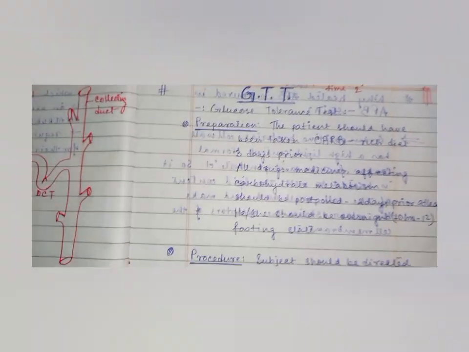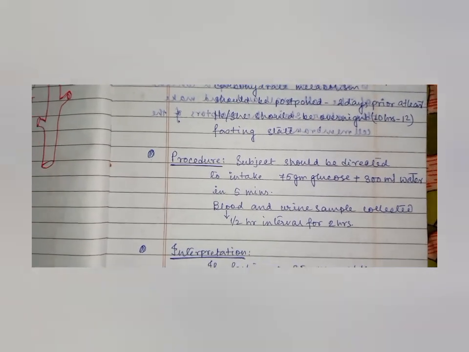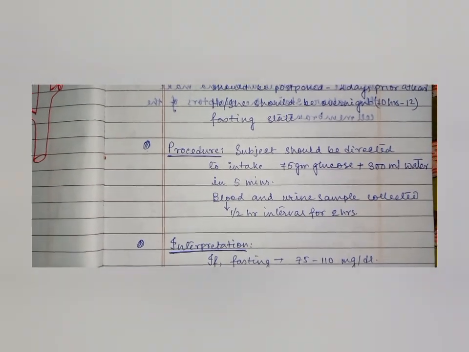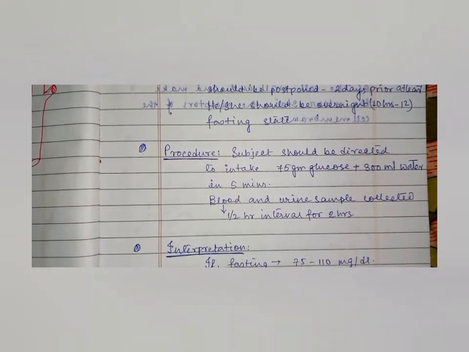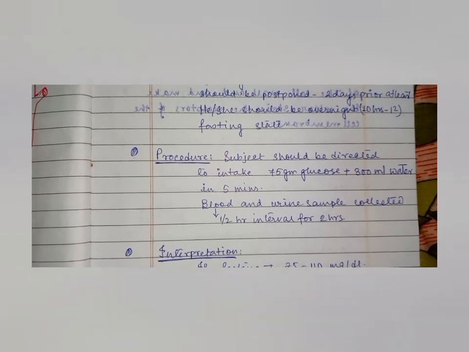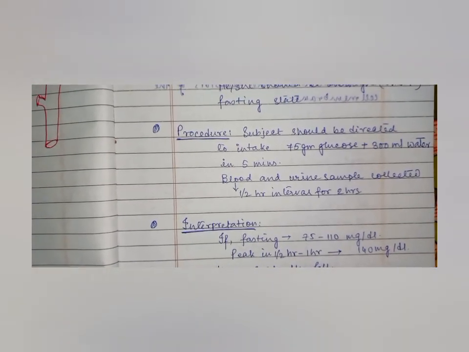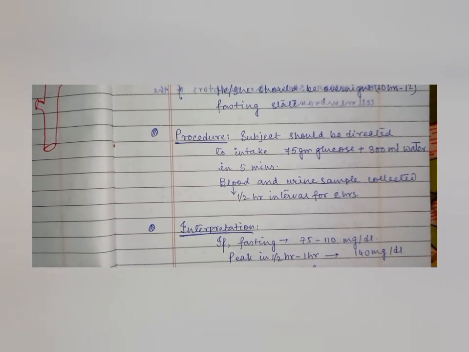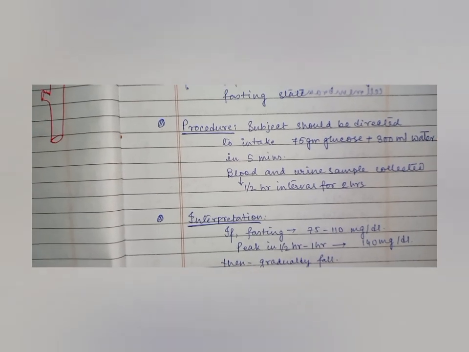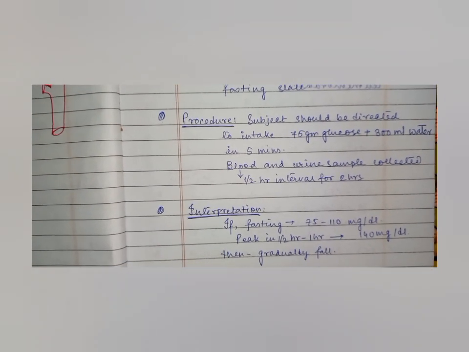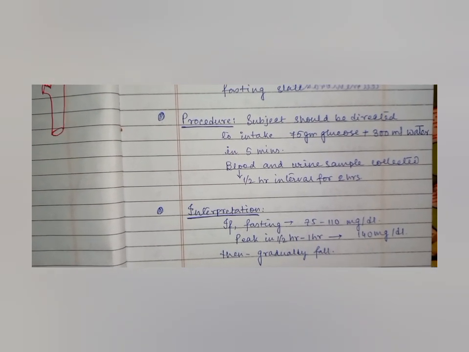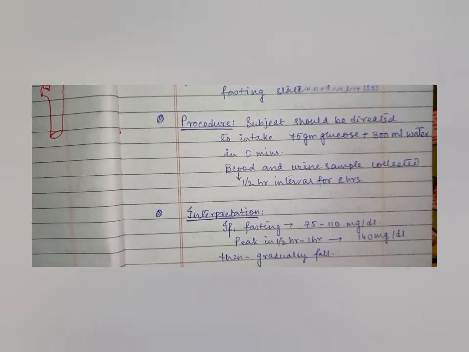After the 2 to 3 days are complete, he or she comes to the diagnostic center or the lab where the procedure starts. The subject, meaning the patient, should be directed to take 75 gram glucose with 300 ml of water within 5 minutes. Okay, so 75 gram glucose you can measure into spoons and mix with 300 ml of water, to be taken in 5 minutes.